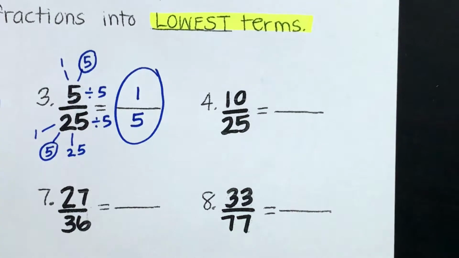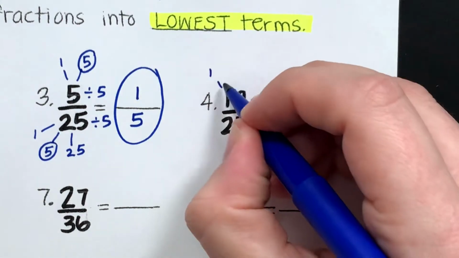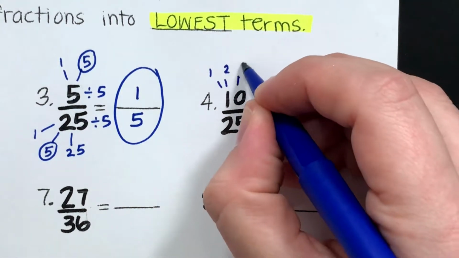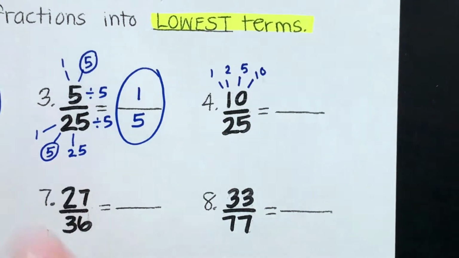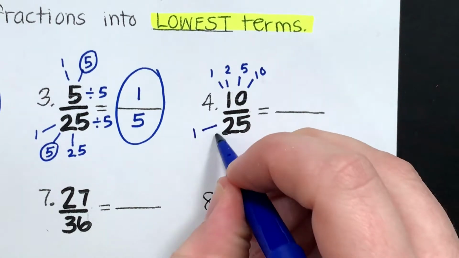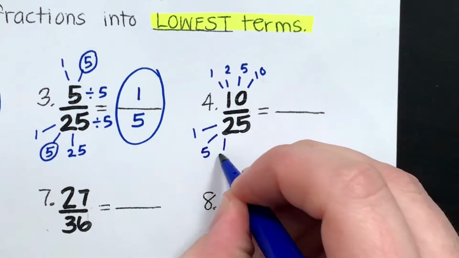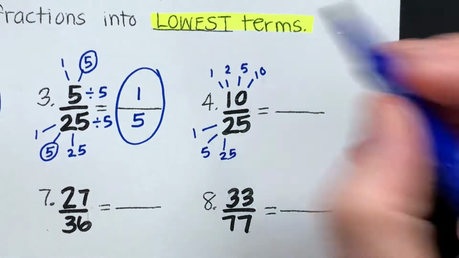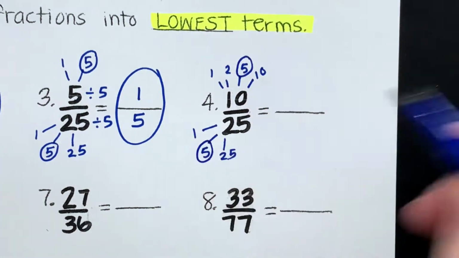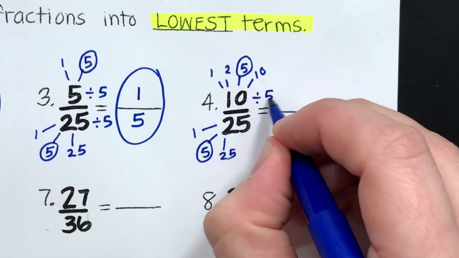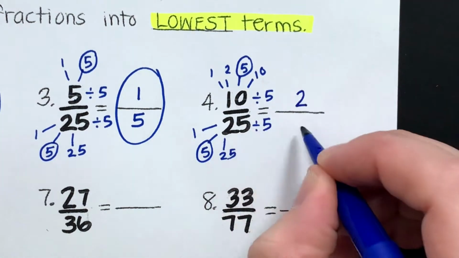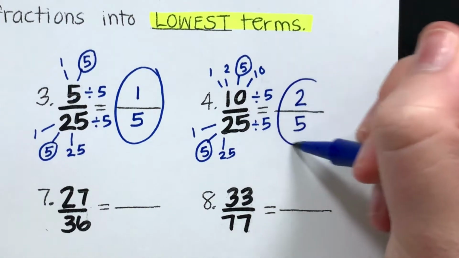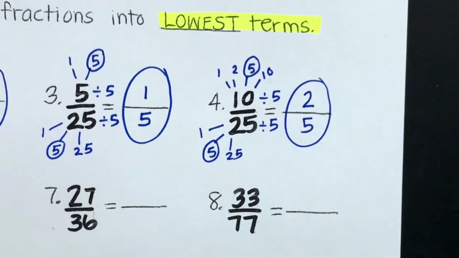All right, 10/25. So we have 1, 2, 5, and 10. And 25 again, we just did this last time, so I'm just going to copy over those factors. Pretty simple. And our greatest common factor here again is 5. So we're going to divide both sides by 5. 10 divided by 5 is 2. 25 divided by 5 is 5. So 2/5 is the simplified version of 10/25.